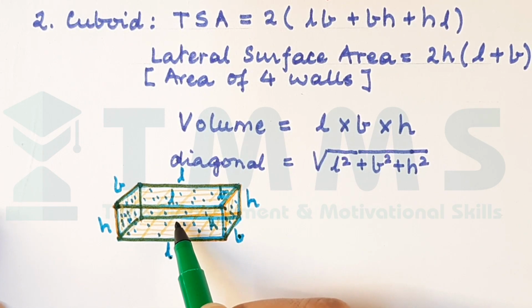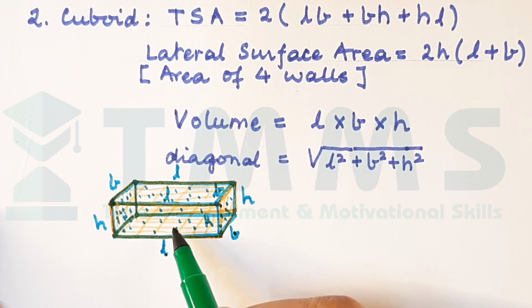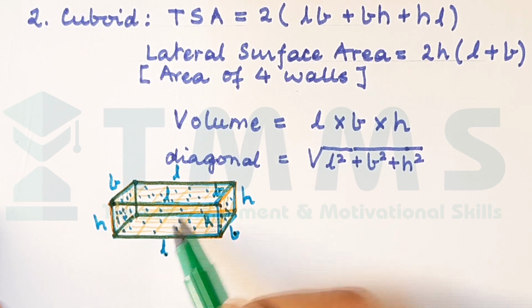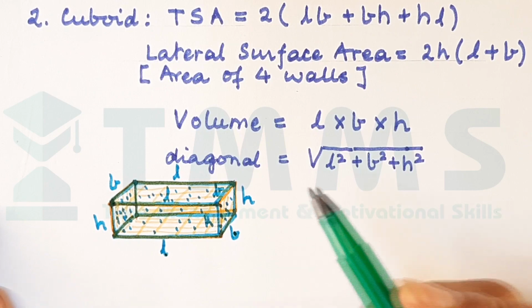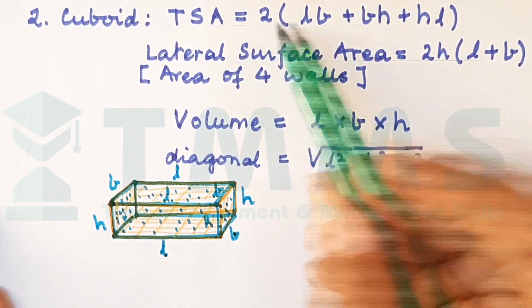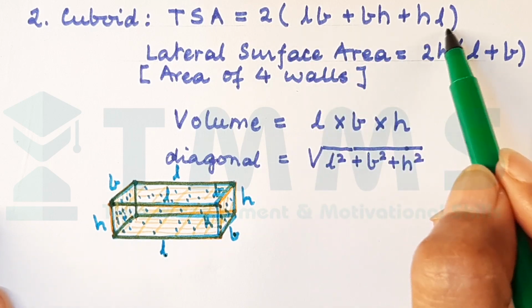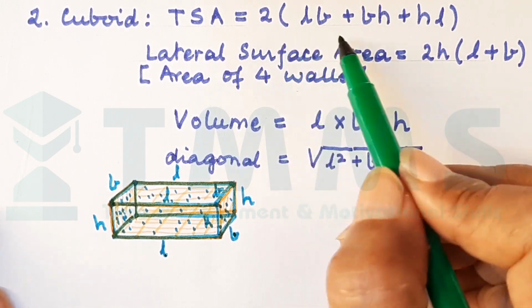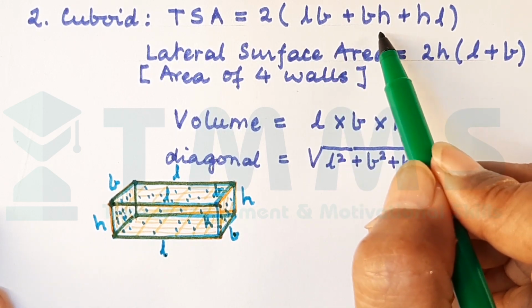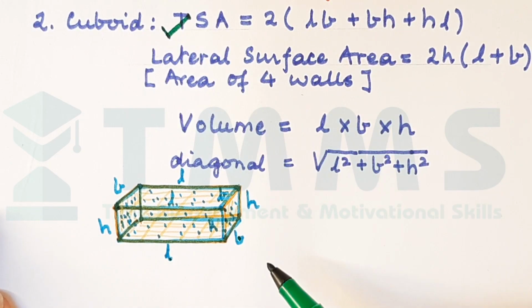If you're seated in the middle of the room, in front of you and at the back of you. If you're facing this side, then this will be the wall facing you. This will be at the back of you. Got that? So you will have 2 LB, 2 BH and 2 HL. And when we take 2 common, we will have 2 into LB plus BH plus HL. We have to know these by heart.